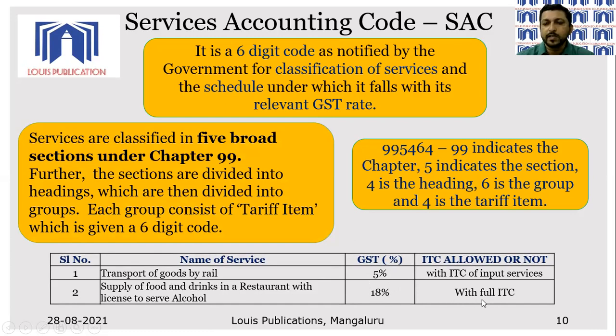And full ITC is available as far as supply of food and drinks in a restaurant with license to serve alcohol is concerned. But point to note, alcohol is not under GST. Our focus is on food and drinks which are served and supplied in a restaurant. So the focus is on services, because when we talk about food we mean more the vegetables and regular agriculture items, which more or less fall under the exempt category of GST. Services is what is charged in a restaurant, that is, 18% is levied with full input tax credit. So this is about service accounting code.